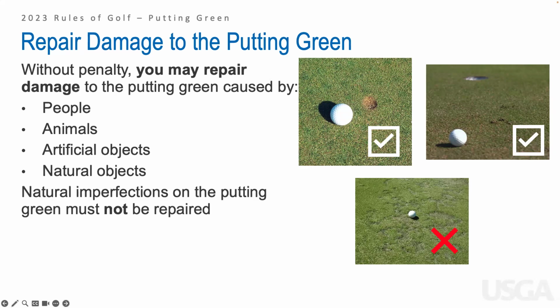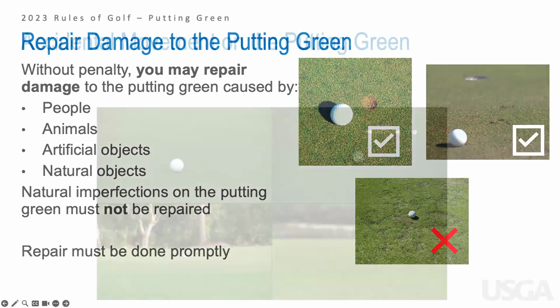But natural imperfections on the putting green cannot be repaired. So we can see there's maybe some just winter damage, and maybe the grass hasn't grown back yet. Or like they said in the video, aeration holes, definitely cannot repair those. So most things you can, but there are some things you can't. And again, we just want to keep pace moving. That's always important. I like to say fix one ball mark and fix one other. But again, we just want to make sure we're doing things promptly.